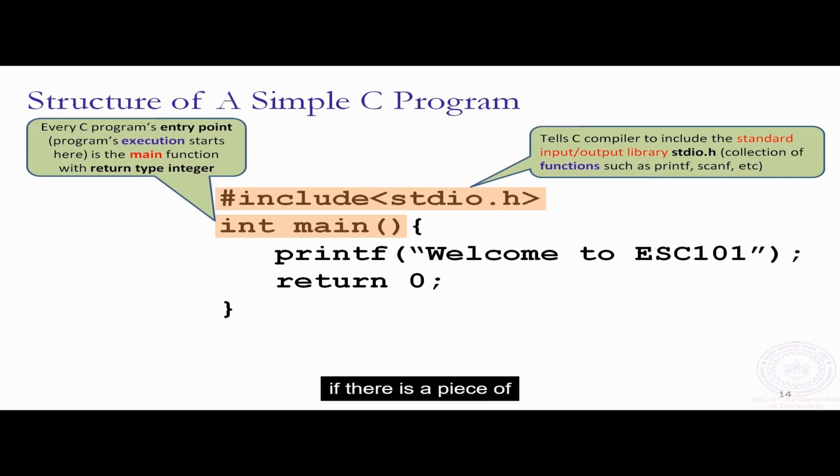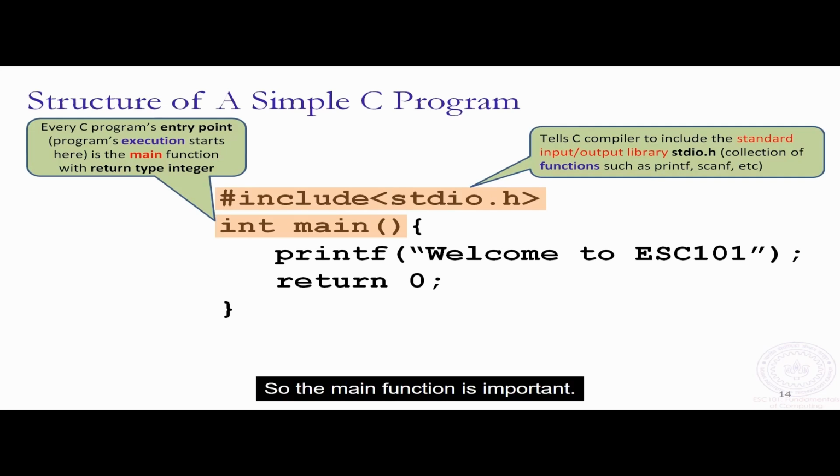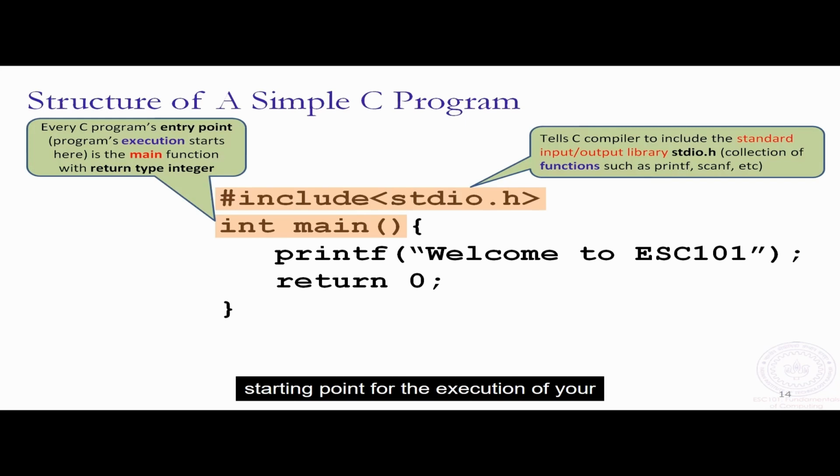If there is a piece of code that is disconnected logically from the main function, it will not even run. It will not make any difference to the program's operation. So the main function is important. It is the starting point for the execution of your code. And in C, the convention is that it has to return an integer.